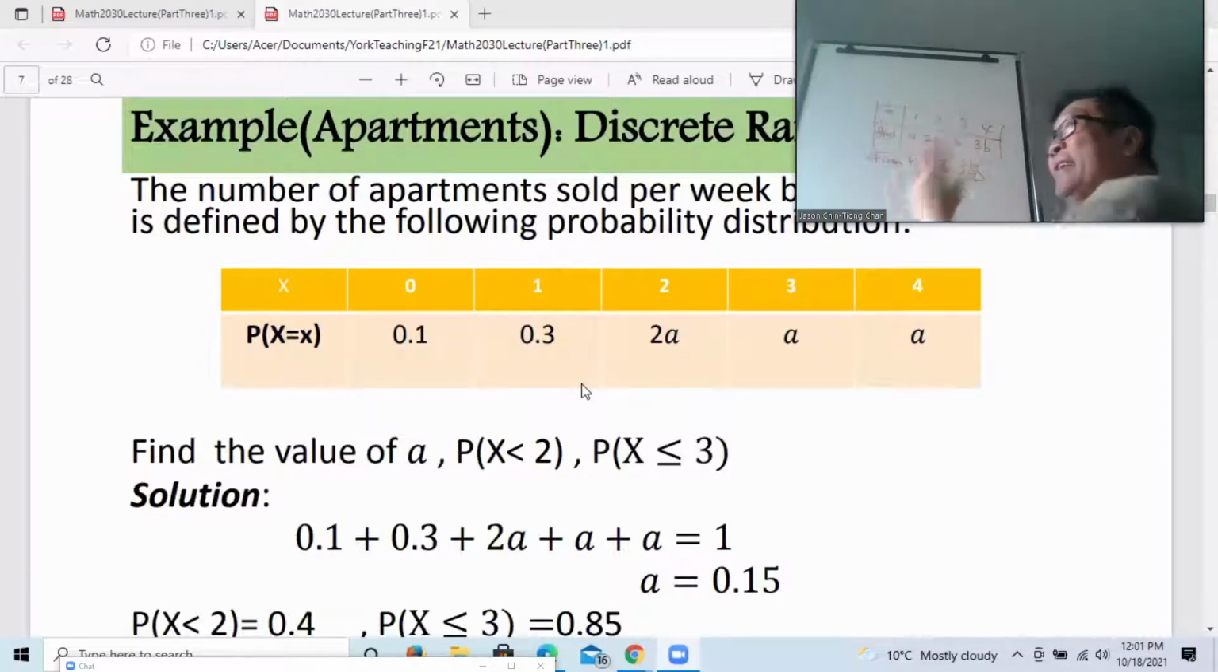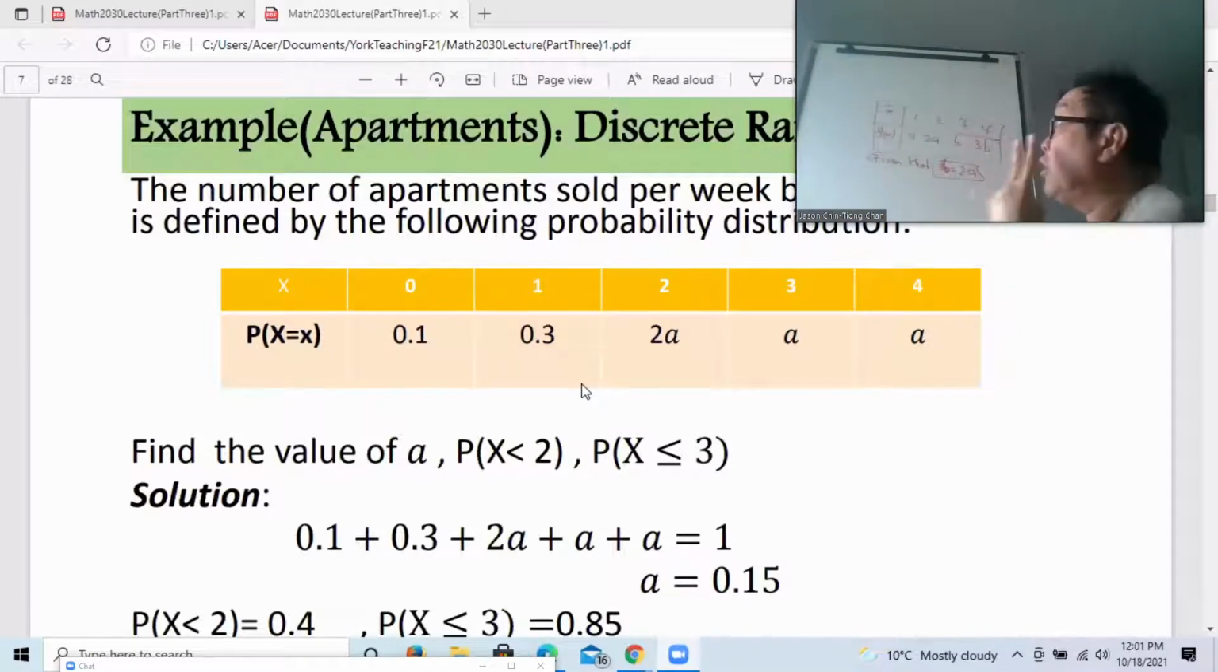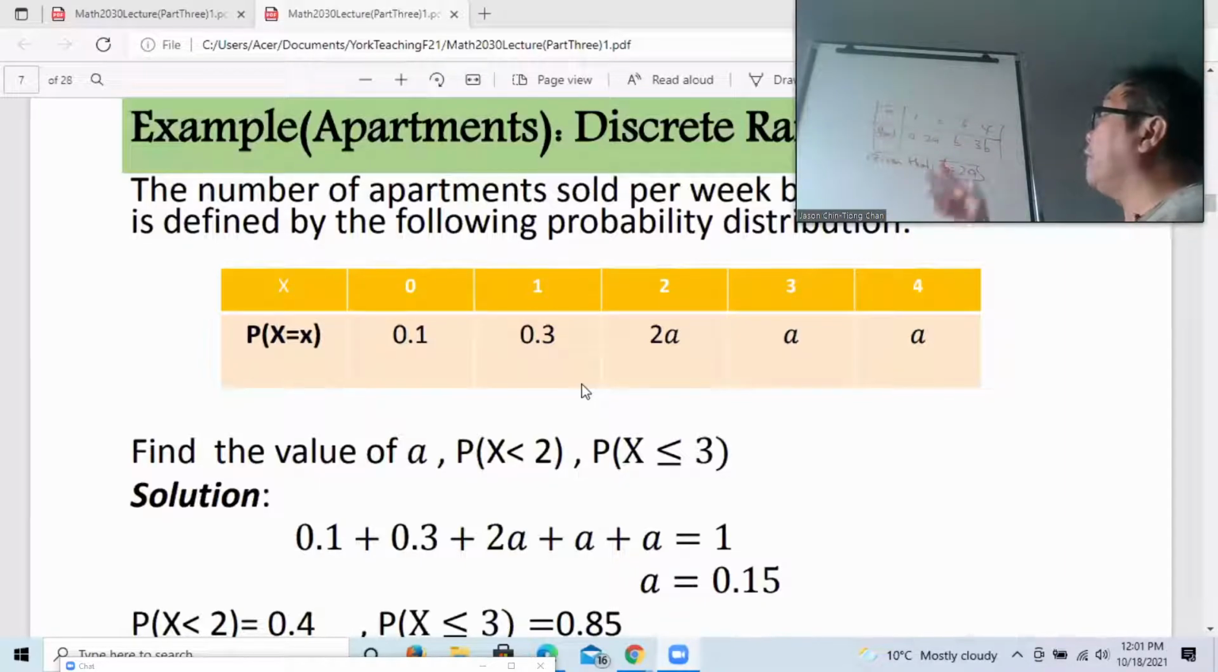But in any way, we need two equations. There's one equation from here, and then the other equation from here. Yes or no? A plus 2A plus B plus 3B equal to 1. So we got two equations. So if you got two equations, of course you can use substitution or the elimination method. I think substitution is faster.